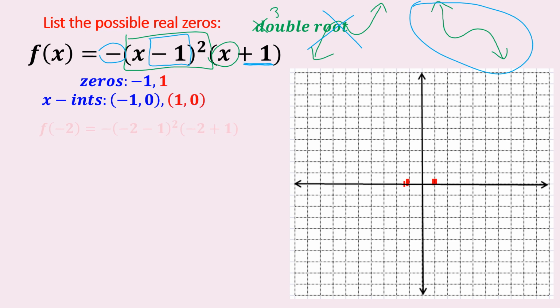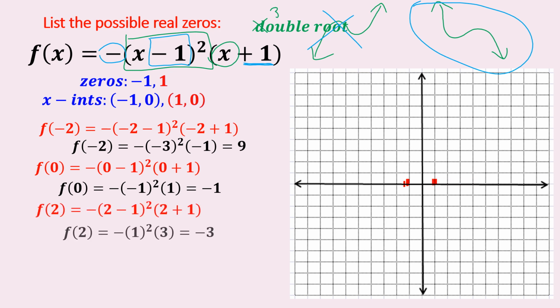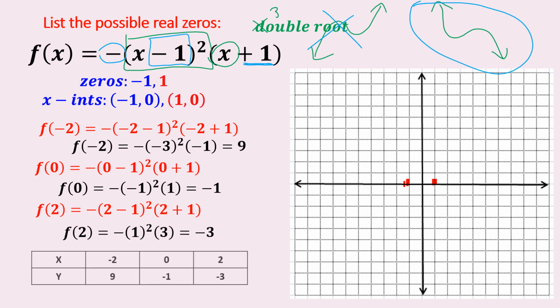All right, so we plug in numbers. Let's plug in to the left of this zero. We're going to plug in one step to the left at negative 2. When we do that, we get 9. Let's plug in between them. 0 is in between them, so we plug in a 0. We get negative 1. And then let's plug into the right of it. Plug in a positive 2, and we get negative 3. So here is our table of values.